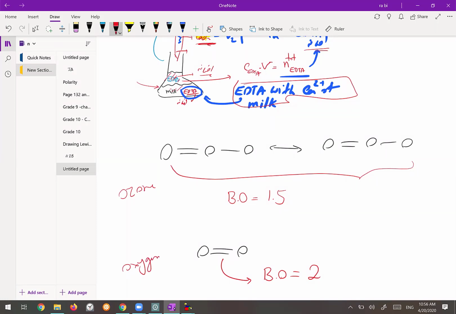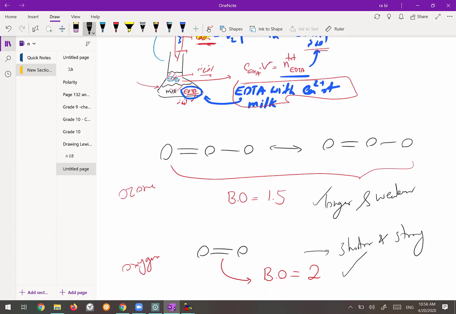which one is stronger? Oxygen. Oxygen is stronger. Which one is longer? Ozone. Yeah, exactly. So the bond in oxygen is shorter and stronger. Here, it's longer and weaker. Okay, so this means comparing and contrast.